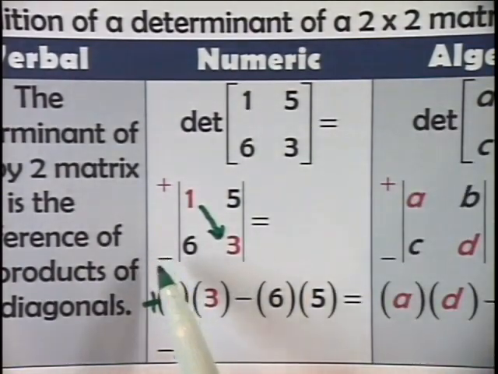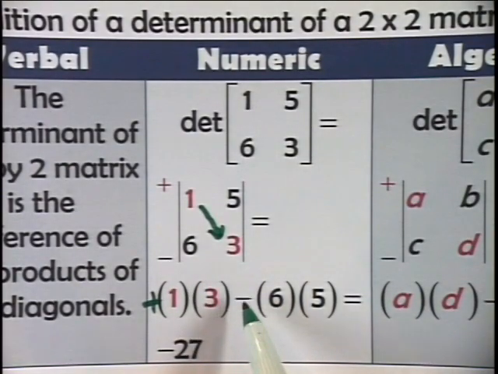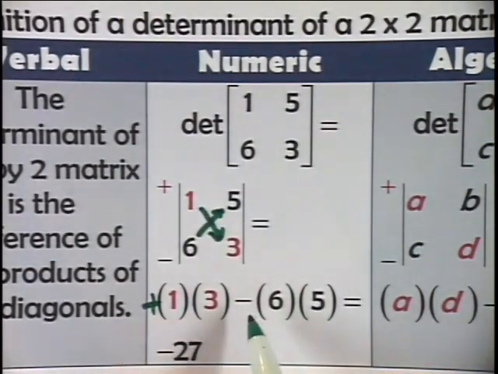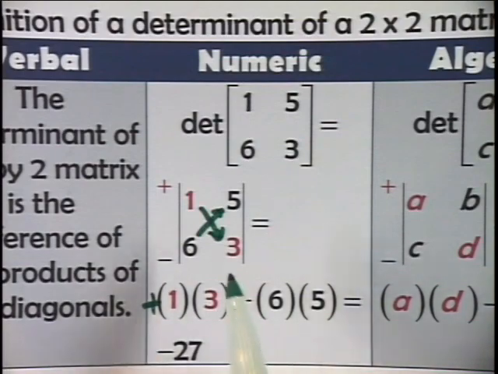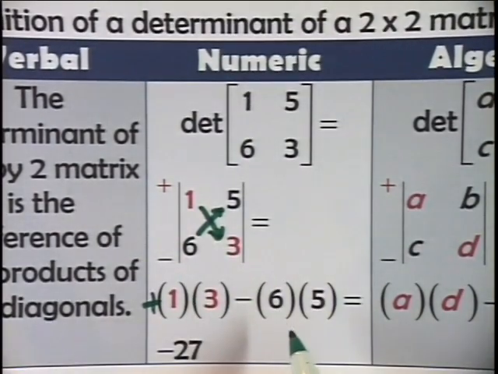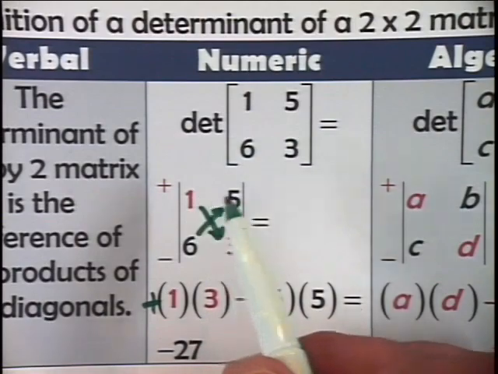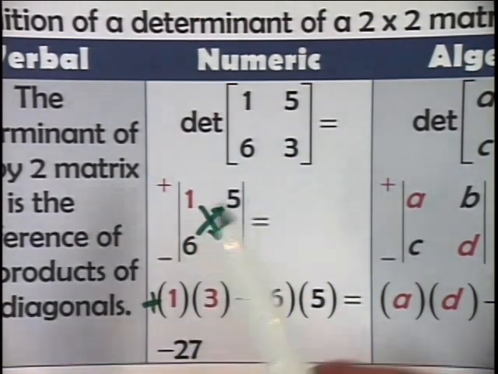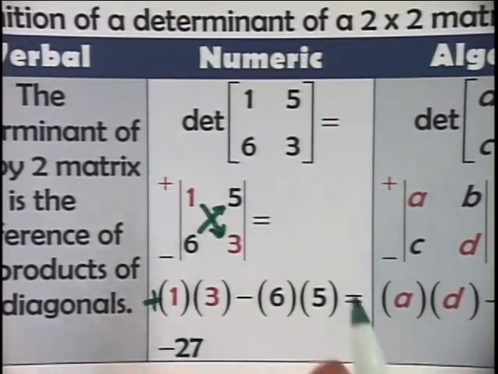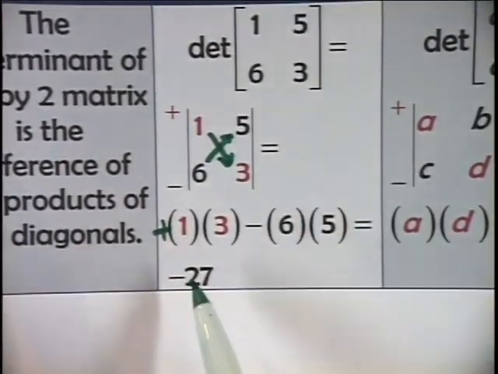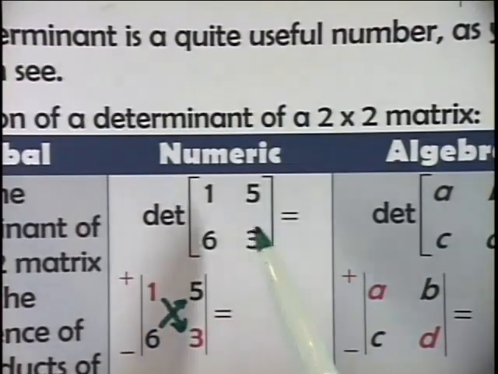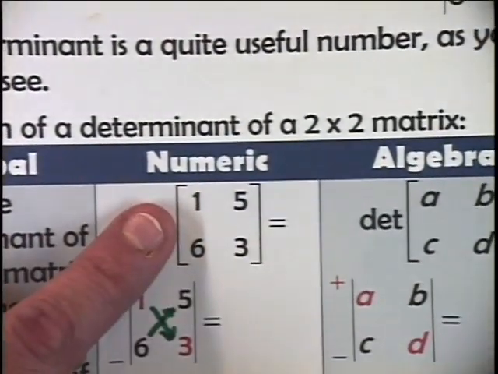Now I will subtract. That's what this negative is here. We always subtract right there the product of the other diagonal, 6 times 5. Now because subtraction itself is not commutative, I can't just arbitrarily switch the order of subtraction. So it's very important to start like you would read a book in the top left corner and work along the main diagonal and always subtract the product of the smaller diagonal. And if we do that in this case, 1 times 3 minus 6 times 5 is 3 minus 30, or negative 27. So negative 27 would be the determinant of this 2 by 2 matrix right there.